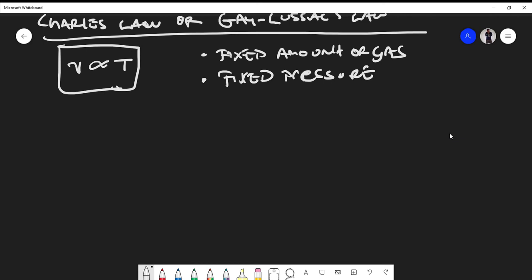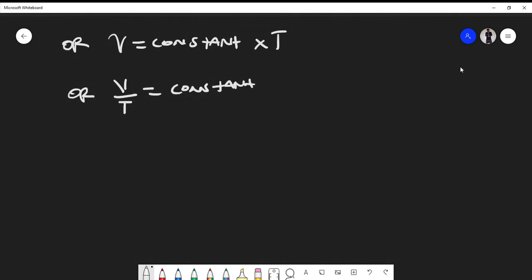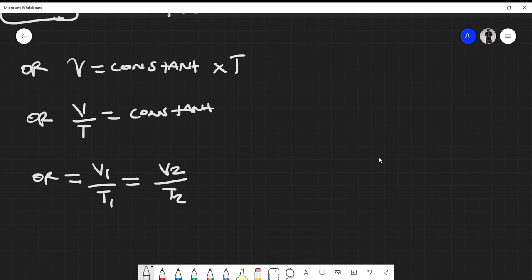So what does that mean? We could say V is proportional to T, or we could say that V is equal to a constant times T. Or we could say that V over T, just rearranging the equation, is equal to a constant. Or we could even say V1 over T1 is equal to V2 over T2. And this is a general chemistry formula that I'm pretty sure most of you are familiar with.